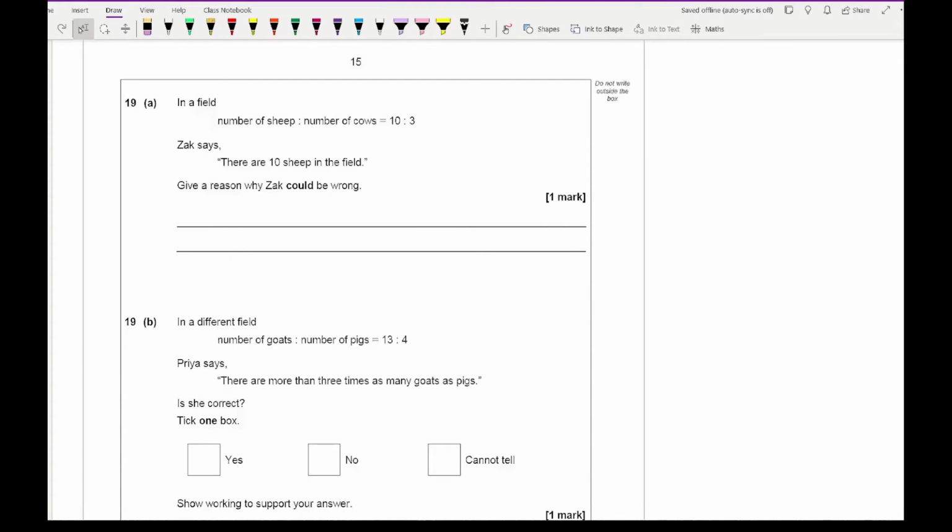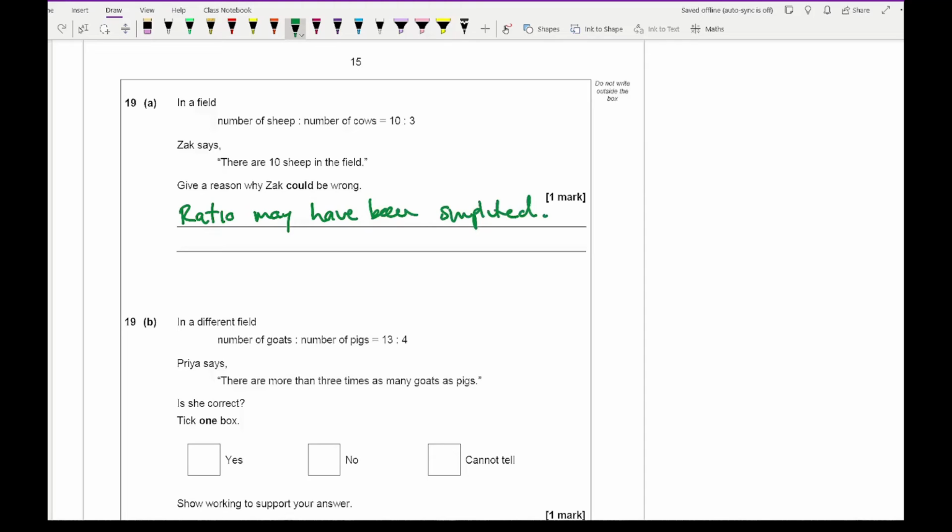Part A says that in a field the number of sheep to the number of cows is 10 to 3. Zach says that there are 10 sheep in the field. Give a reason why Zach could be wrong. Well, ratios are exactly like fractions, so they can be simplified. So the reason why Zach could be wrong is because the ratio may have been simplified.